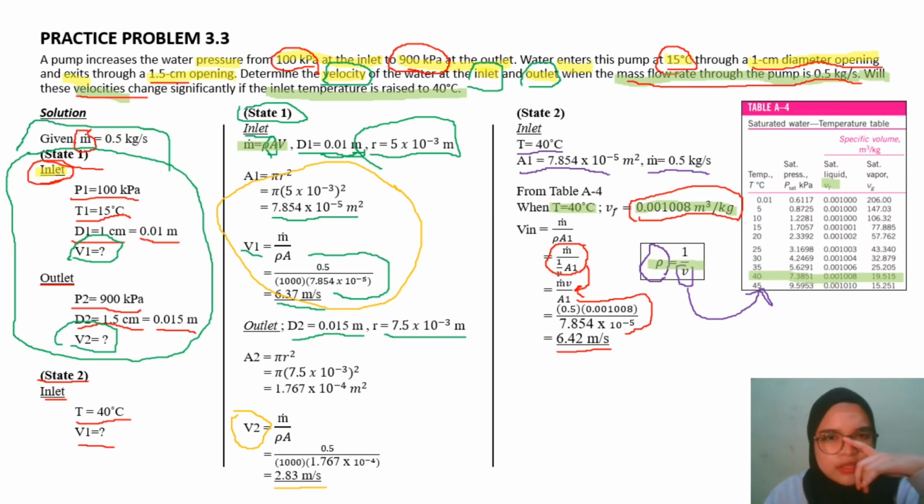And for the final answer, the question asks will this velocity change significantly if the inlet temperature is raised to 40 degrees Celsius? The answer, as you can look here, is 6.42 meter per second, while V1 here is 6.37 meter per second, and the answer is yes, the velocity changes.